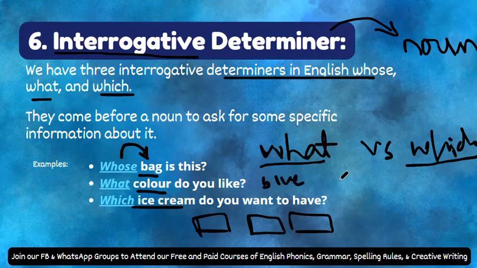Then if you are asking what color do you like, this will be wrong. You will say which color do you like, blue or black, because now the choices are known.